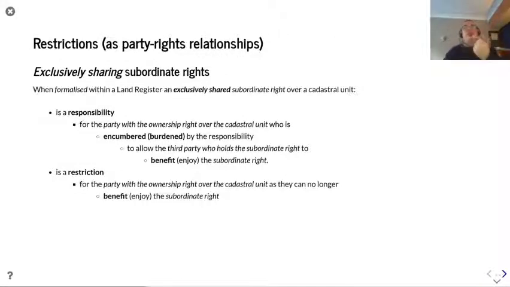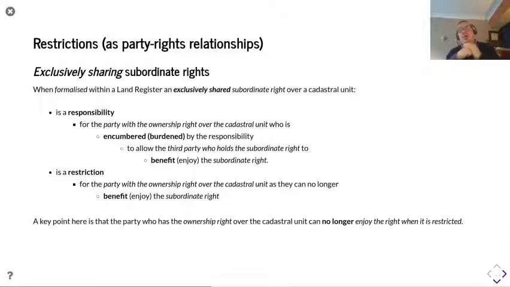So how does that tie in with restrictions in the same kind of party rights relationships? Exclusively sharing subordinate rights is a restriction. When formalized within a land register, an exclusively shared subordinate right over a cadastral unit is a responsibility for the owning party in the same way as we just described, but it's also a restriction. It's a restriction for the party with the ownership right over the cadastral unit, as it can no longer enjoy the benefit of that subordinate right. The key point here is that the party who has the ownership right over that cadastral unit can no longer enjoy it.